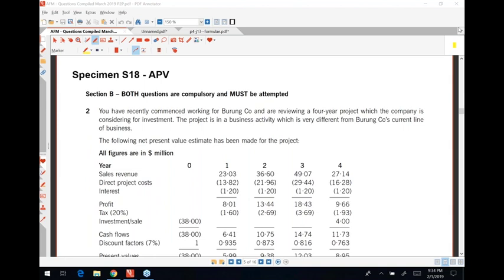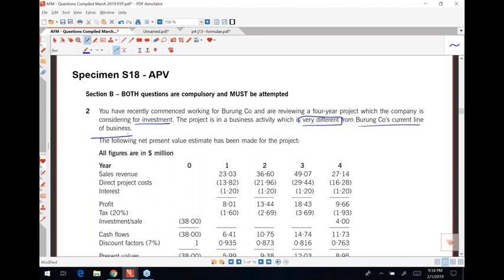It says you have recently commenced working for Buren Company, and you are reviewing a four-year project which the company is considering for investment. The project is in a business activity which is very different from Buren Company's current line of business.